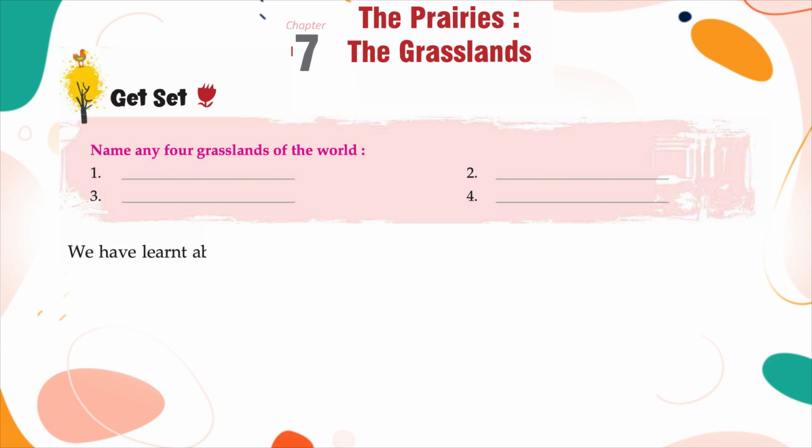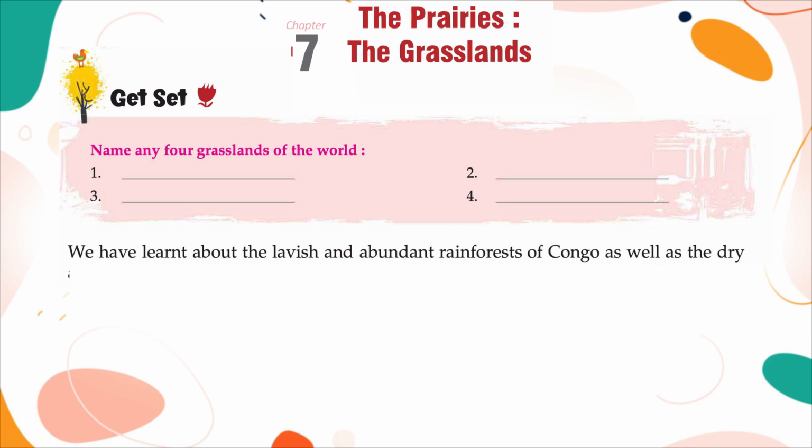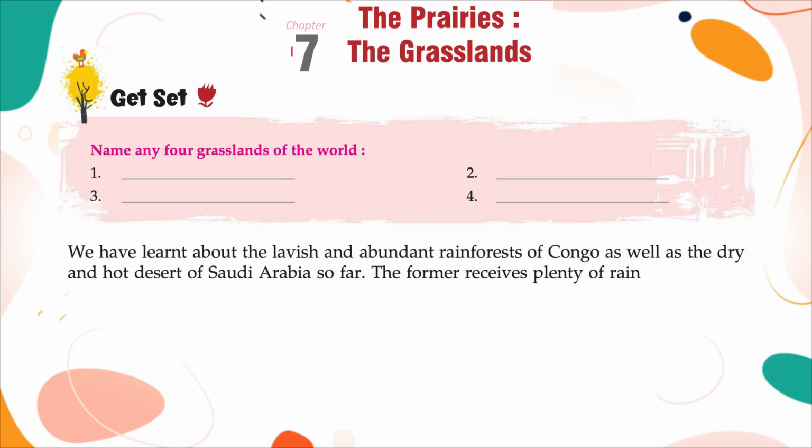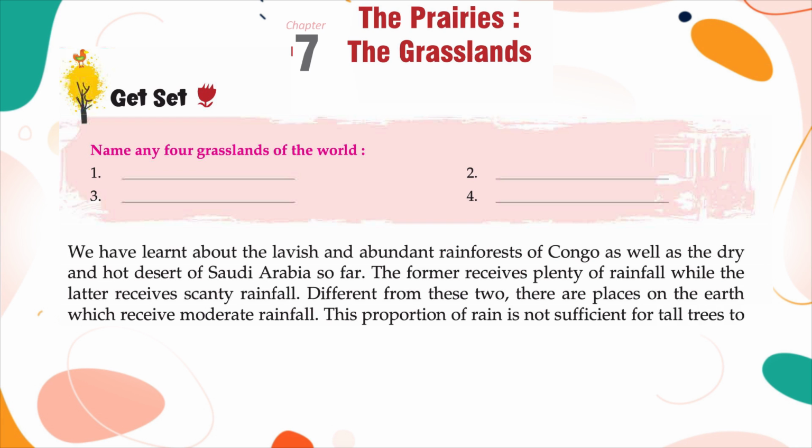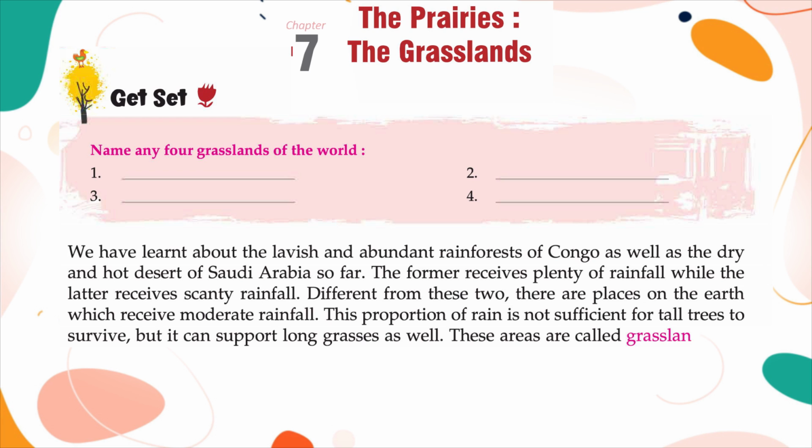We have learnt about the lavish and abundant rainforest of Congo, as well as the dry and hot desert of Saudi Arabia so far. The former receives plenty of rainfall, while the latter receives scanty rainfall. Different from these two, there are places on the earth which receive moderate rainfall. This proportion of rain is not sufficient for tall trees to survive, but it can support long grasses as well. These areas are called grasslands and fall in the temperate zones.